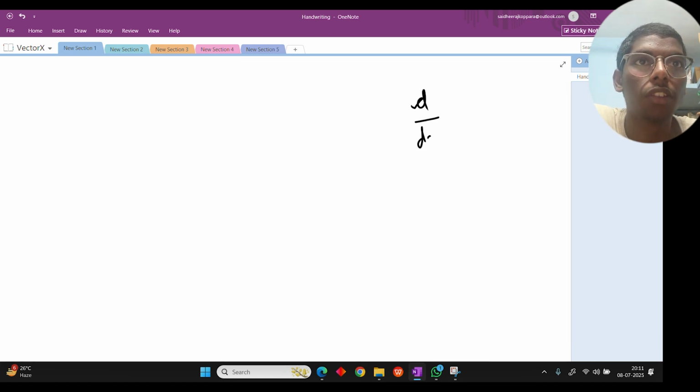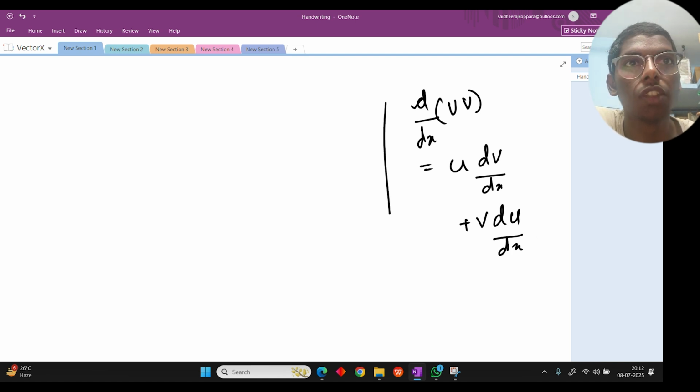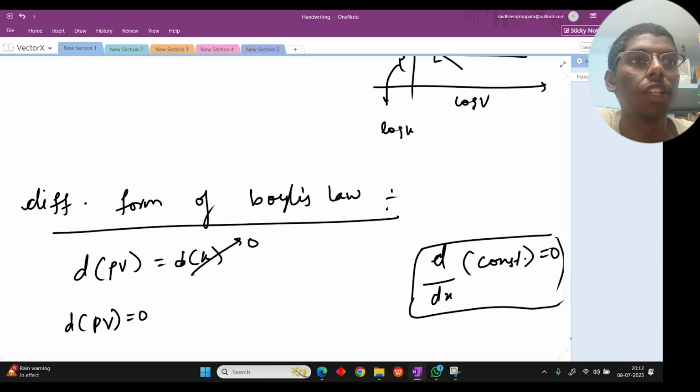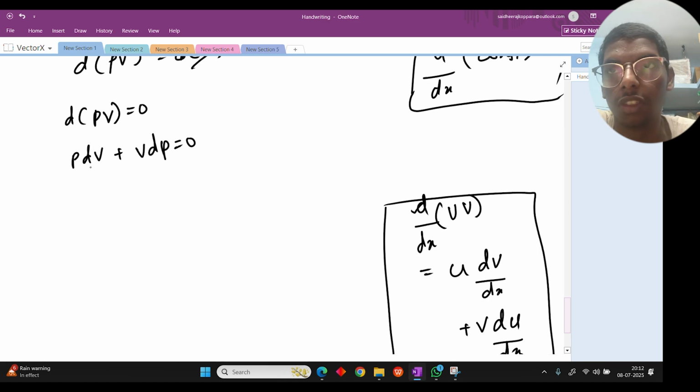It's the product rule actually. d by dx of u times v is u times dv by dx plus v times du by dx. This is what our good rule says. Similarly, you're gonna differentiate it here. P dv plus v dp equals 0. Then P dv equals minus v dp.